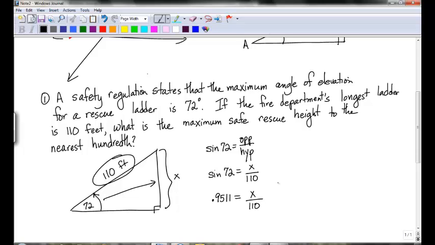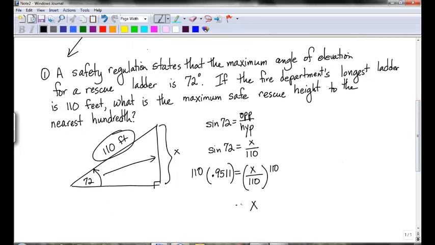What's the inverse of division? Multiply. So if we multiply this, you don't actually have to write this down because you're going to do it on the calculator. So x equals, you're going to multiply what's already on the calculator times 110. Okay. And I get 104.6162, and they want it to the nearest hundredth.